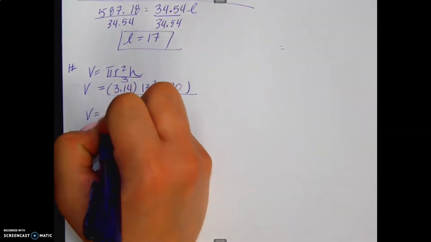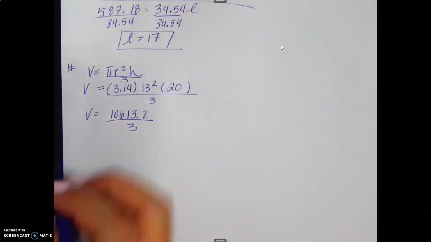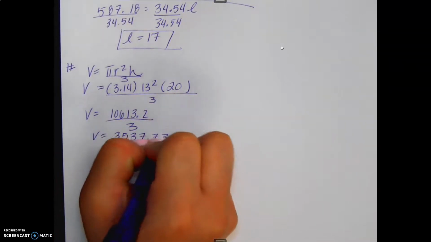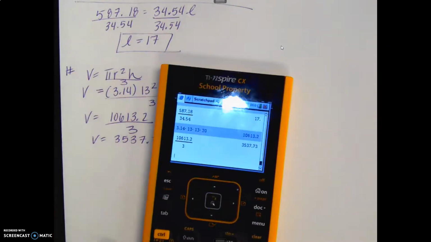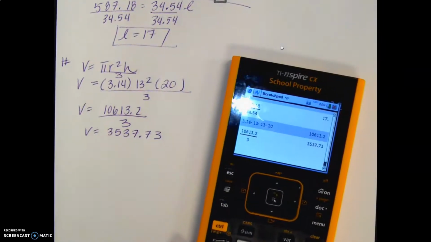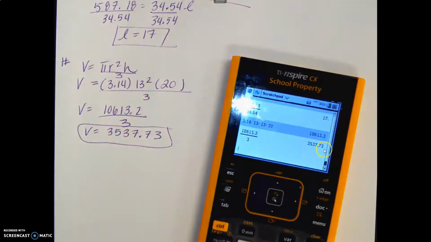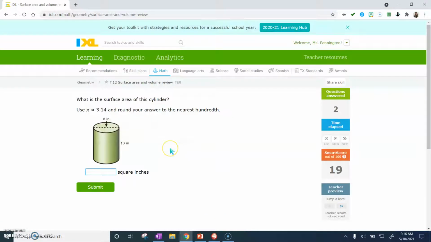10,613.2. Divide it by 3, and it gives me my volume is 3537.73, and it stops there. So these problems have been asking me to round to the nearest hundredth. So nearest hundredth is to the second decimal point. So I am done here. I don't even need to round because my answer gave me my second decimal point and nothing else. So I will just plug that number in, 3537.73 cubic feet. All right, what is the surface area of the cylinder?